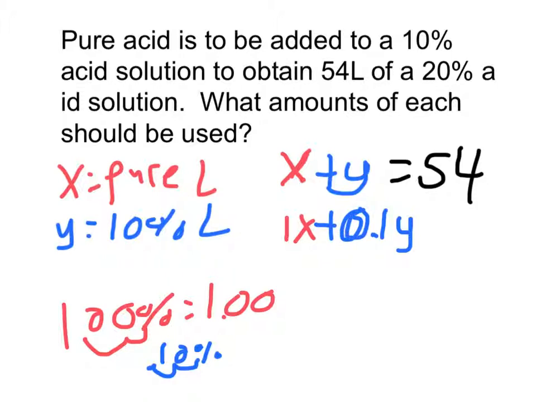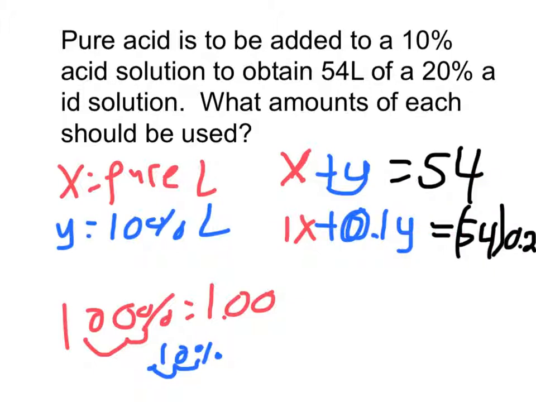So the amount of acid in the first solution plus the amount of acid in the second solution should make the amount of acid in the final solution. Now the final solution isn't 54 liters of acid. There's 54 liters, and we're multiplying it by 0.2. So we have two equations now we can solve.